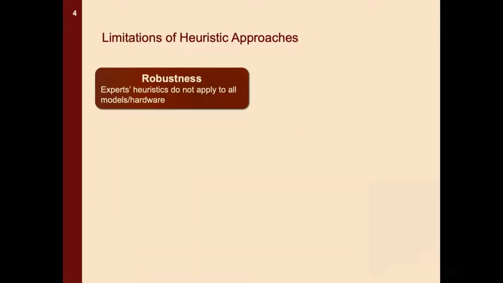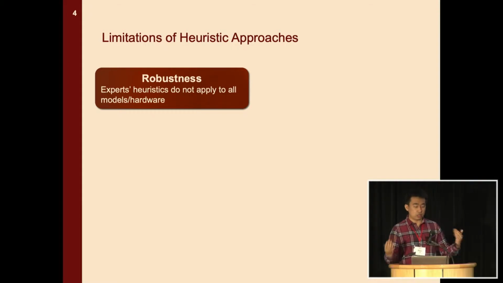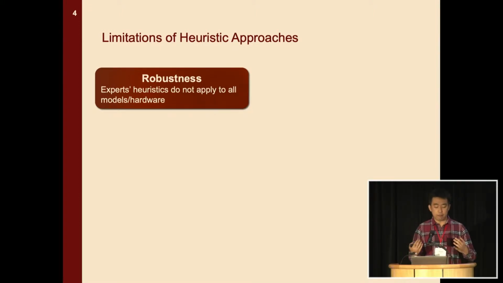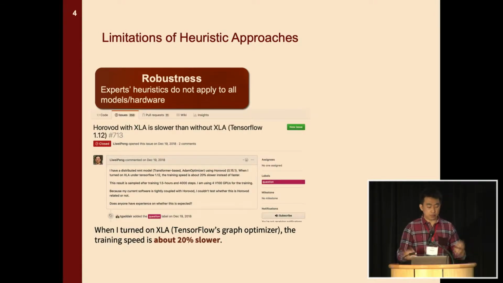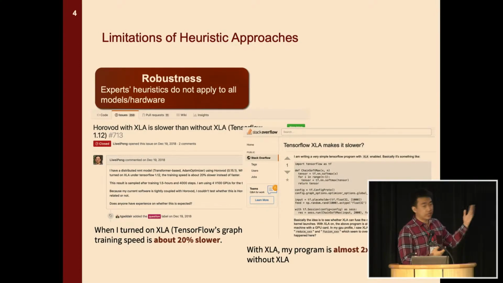So we found there are actually several limitations with this heuristic approach. The first is robustness, because these graph transformations are designed based on experts' heuristics on common graphs and architectures, so they may not apply to all models and hardware. As a result, you can find people on GitHub or Stack Overflow complaining that if I use XLA, which is TensorFlow's graph optimizer, why is my graph slower instead of faster than without using any graph optimization.